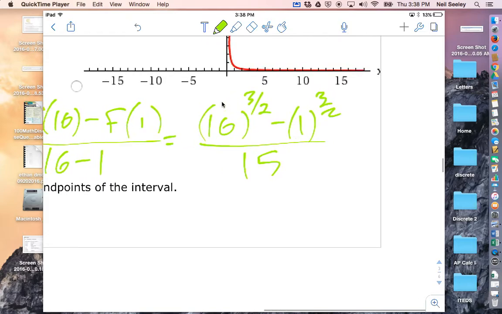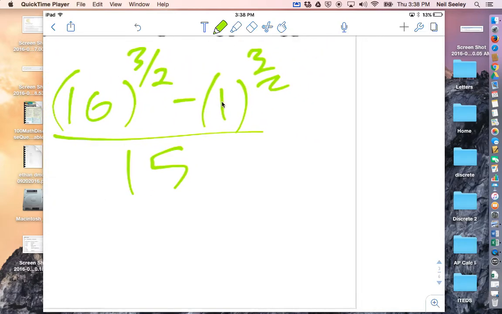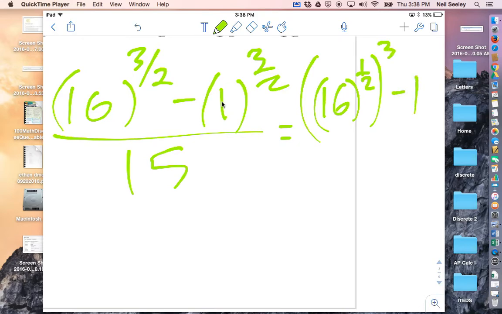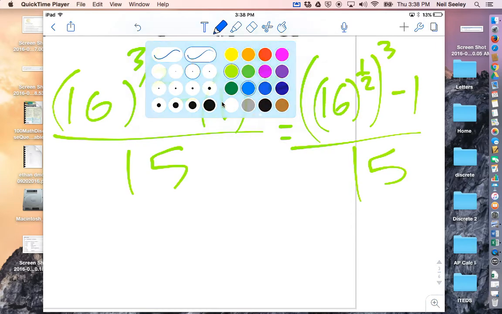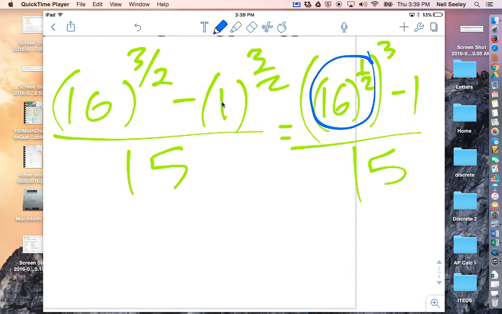16 to the 3/2 would be good to remember what that stands for. That's the same thing as 16 to the 1/2 power, which is a square root, to the third. And then 1 to any power is always 1, so that's no big deal, over 15. And the inner part there, square root of 16 is 4. So really what we're doing is just 4 to the third minus 1 over 15.